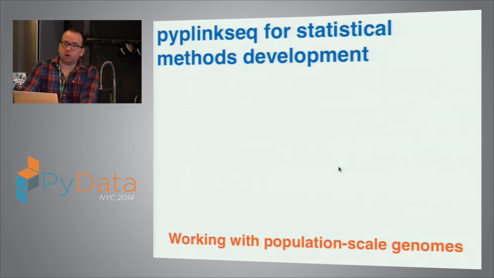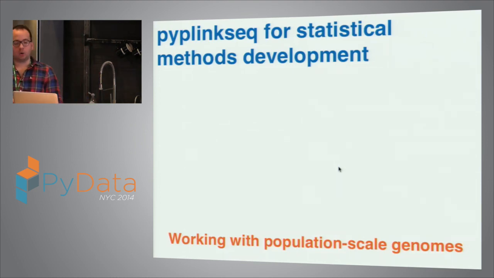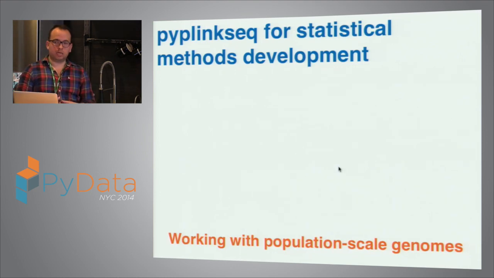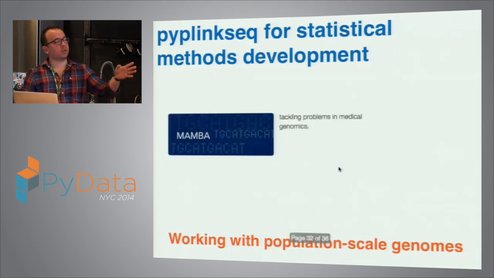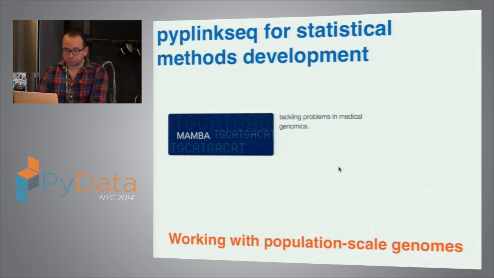As I've said before, one of the things that I have been doing with the pyPLINK library is to develop my own statistical methods. So instead of worrying about how to develop infrastructure for working with genetic data, I can save some time and just worry about statistical methods development or ways of interpreting the data, and in particular for working with population scale genomes.